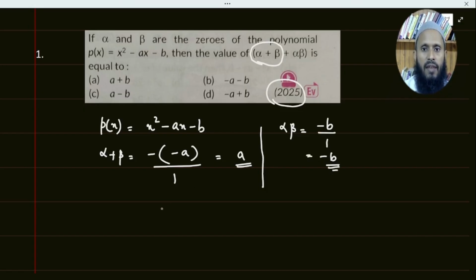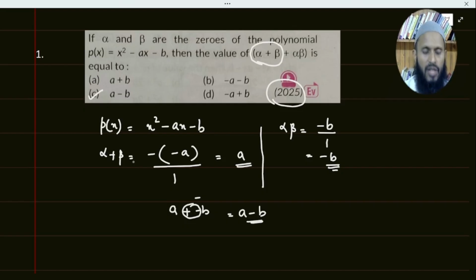Now we will calculate alpha plus beta plus alpha beta. Alpha plus beta is a plus alpha beta is minus b. So this is nothing but a minus b, because plus and minus will change to minus. So a minus b is the correct answer, option C.